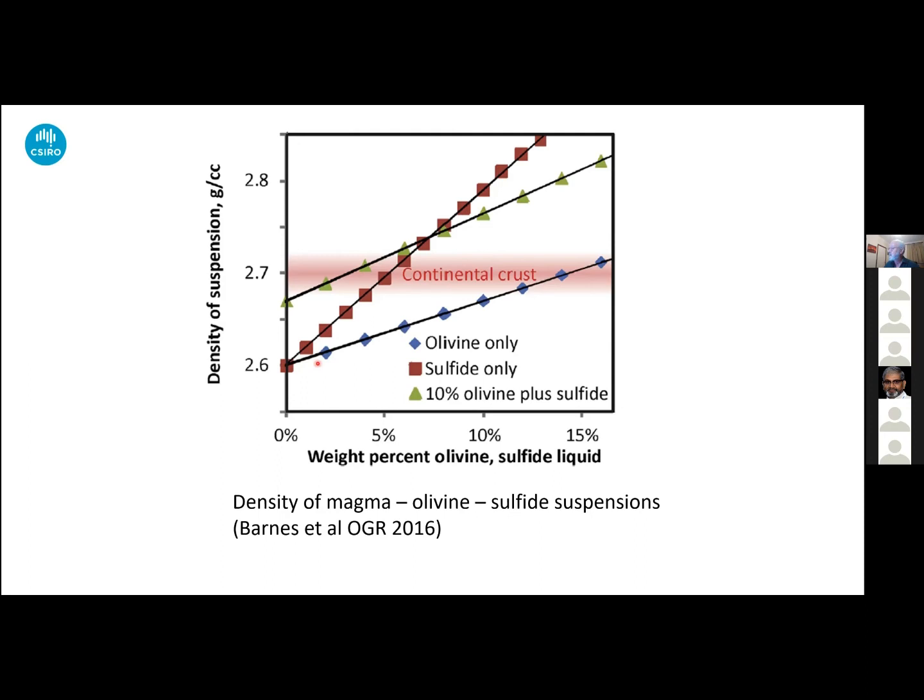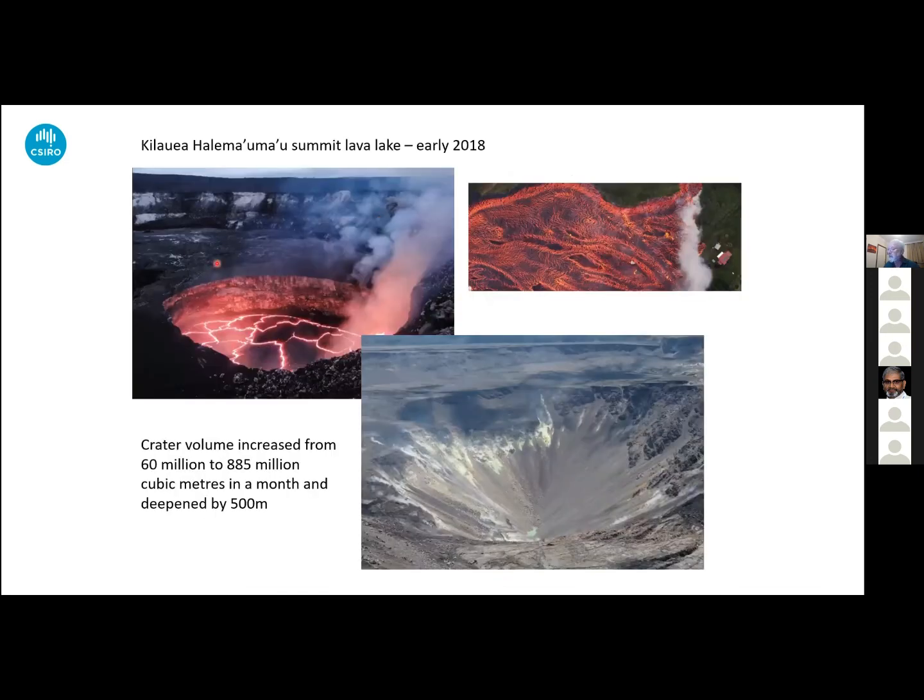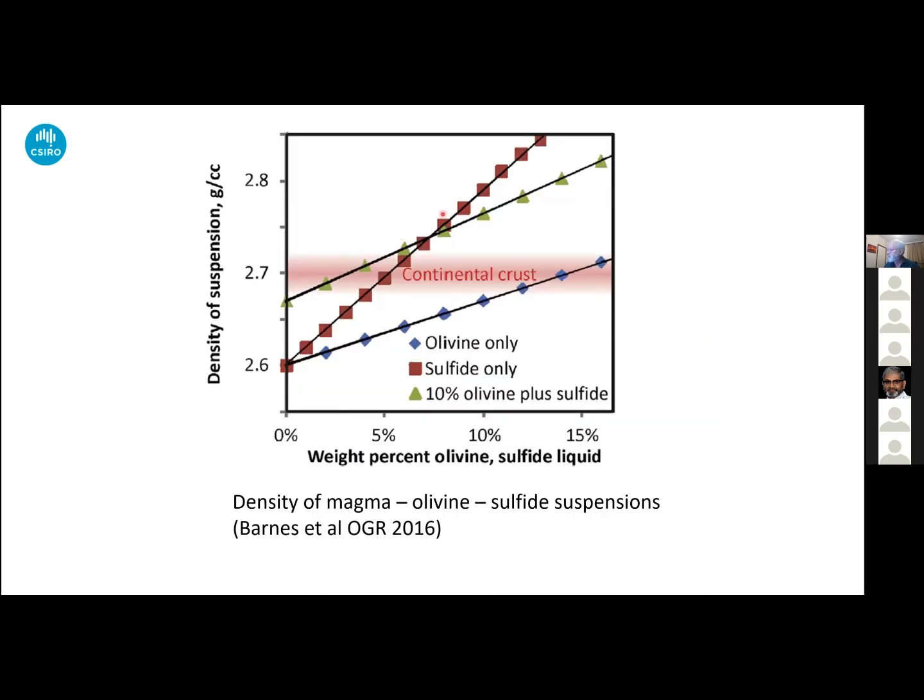So that's the density range of typical continental crust. You can see here, if you start adding a few percent sulfide and olivine to a typical basaltic magma, you don't have to add very much before you very quickly form a suspension which is denser than the crust. And so there's nothing driving it upward. So a consequence of that is that these kinds of magmas are going to have quite a strong tendency to flow back down the feeder systems that they occupy.